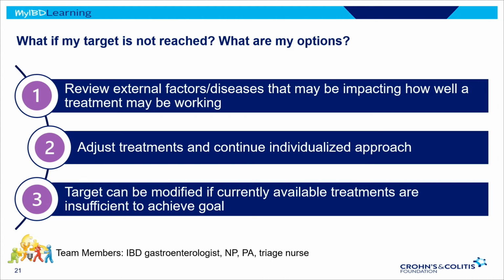Adjusting treatments and a continued individualized approach. We want a target that potentially can be modified if currently available treatments are insufficient to achieve the goal. So again, we want to engage the team. Usually every 6 months or so we have our routine office visits, but even outside of that, through messaging, depending on the patient portal you have available, to make sure we're on track with these targets.